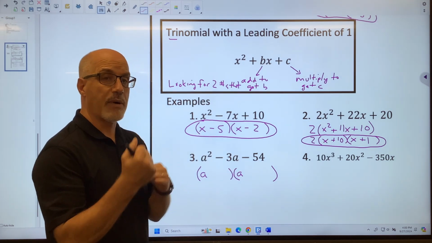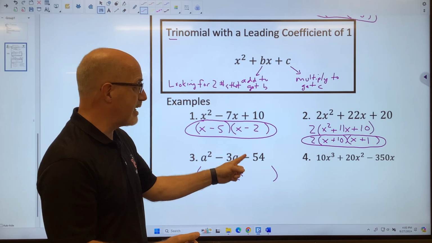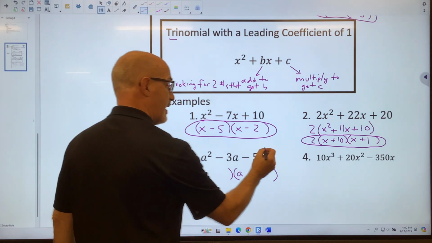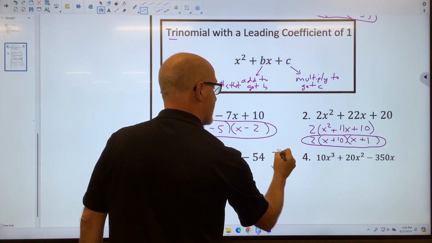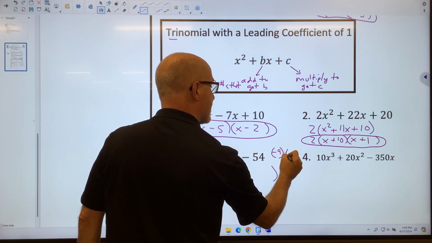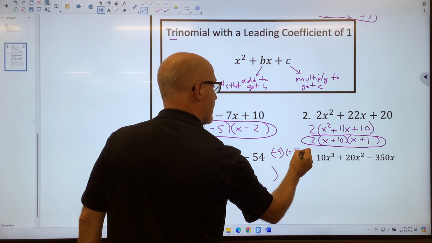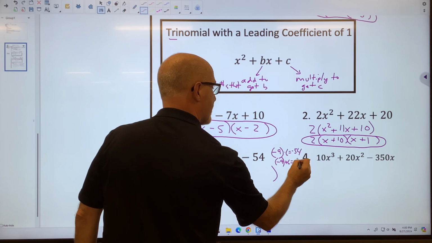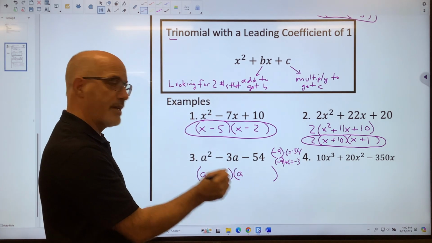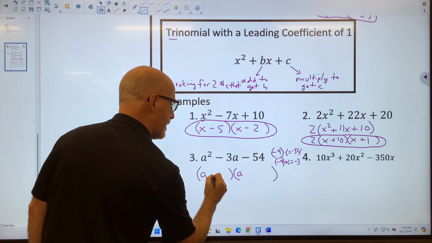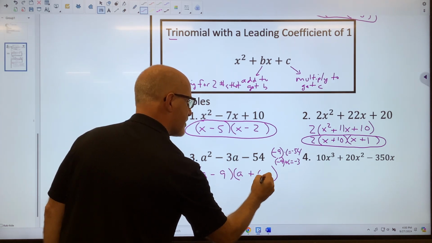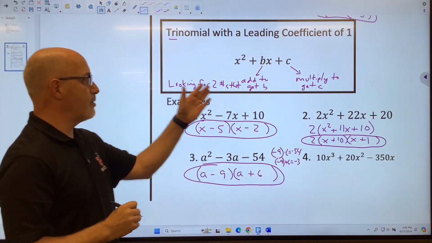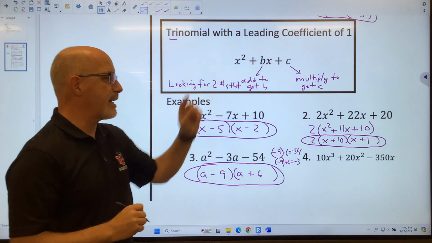-9 times +6. We'll multiply to get -54, and negative 9 plus positive 6. So let's do this. Negative 9 times 6 is negative 54, and negative 9 plus 6 is equal to negative 3. That's what I'm looking for in this combination. So I'm going to use negative 9 and positive 6, and that's my factorization of it. So looking for two numbers that multiply to get the last one, add to get this one.